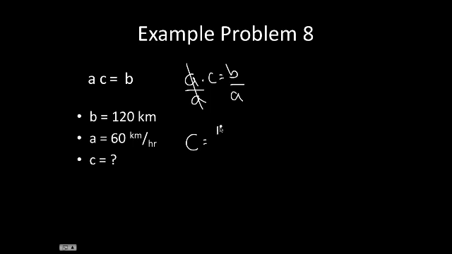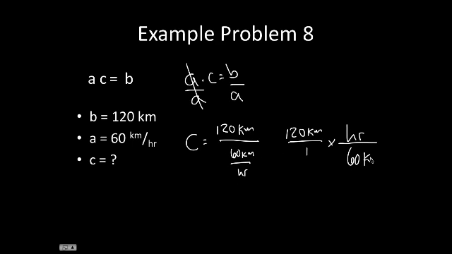C is equal to B, which is 120 kilometers, divided by A, which is 60 kilometers per hour. I had that fraction under a fraction again, so I'm going to jump right to this. 120 kilometers over 1 times the reciprocal of this, puts hours on top, 60 kilometers on the bottom. The kilometers cancel out. 120 divided by 60, and I'm going to wind up with 2 hours equals C. And that's the whole thing. Not bad at all. This is as hard as it can get.